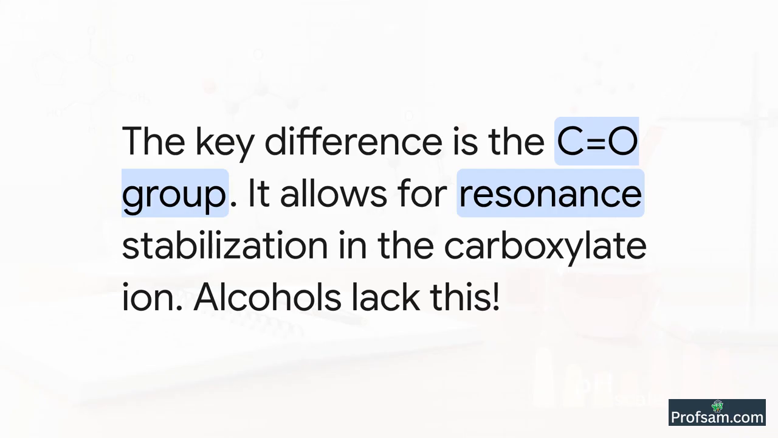This C=O is what allows for that resonance stabilization after the proton leaves. Alcohols have an OH group, yes, but they are missing that neighboring C=O. No carbonyl group means no resonance, which means no stability for the conjugate base and therefore no real acidity. It is as simple as that.